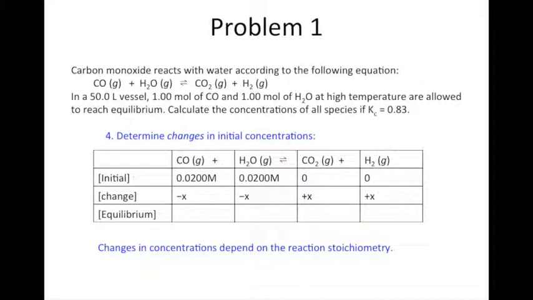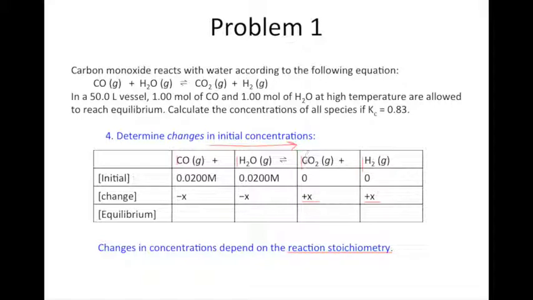Next thing, let's figure out our changes in concentration. The changes in concentration depend on the reaction stoichiometry. Here we have 1 mole of carbon monoxide plus 1 mole of water produces 1 mole of CO2 and 1 mole of hydrogen gas. We know the reaction proceeds from left to right, so the concentrations of reactants will decrease. For every 1 mole of carbon monoxide that decreases, we will also lose 1 mole of water. So we have minus X over here because these concentrations will be decreasing, and we have plus X over here because these concentrations will be increasing.